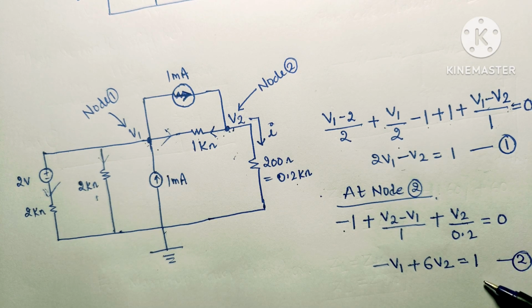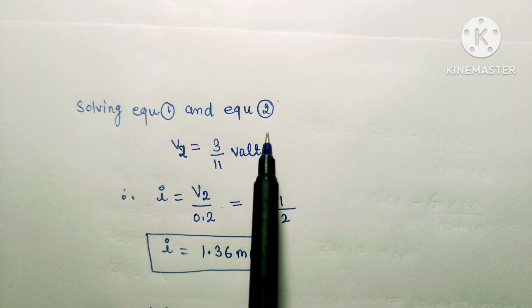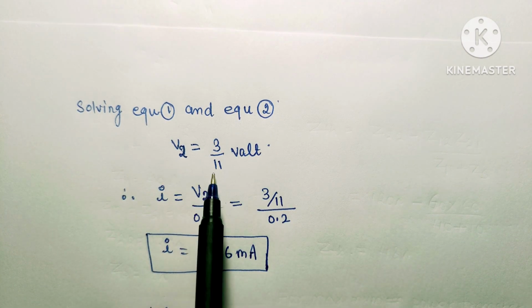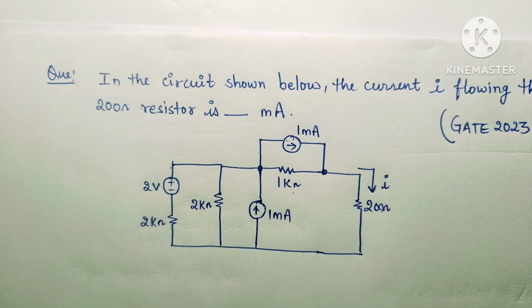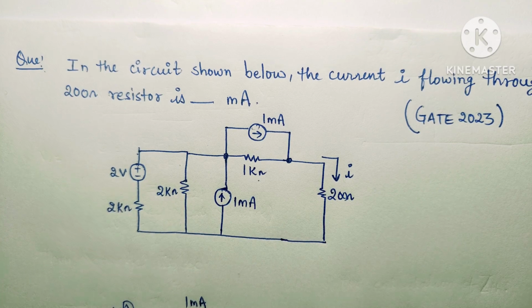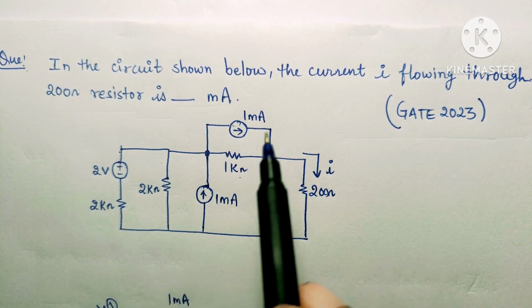Now we will solve equation 1 and equation 2. After solving them, we find the voltage V2 equal to 3 by 11 volt. As we can see from the circuit, the current I equals V2 by 0.2. Putting in these values, we get the current I as 1.36 milliampere. So in this way we can find the value of current I equal to 1.36 milliampere in this question.